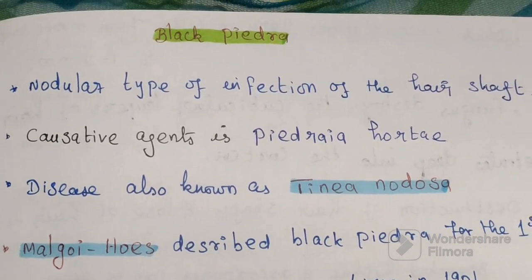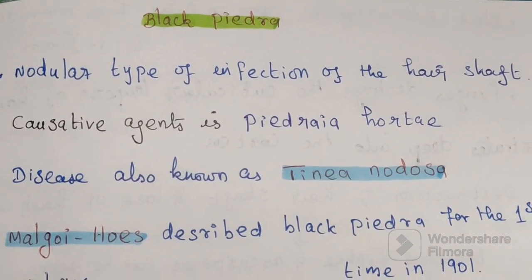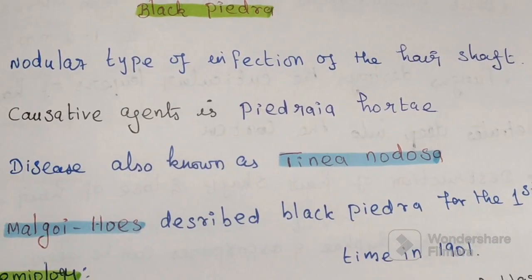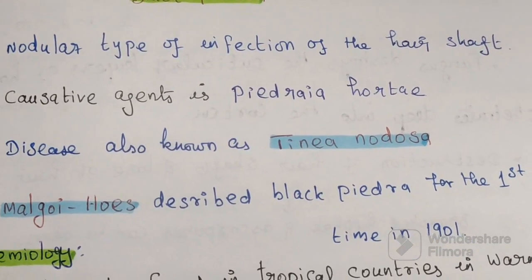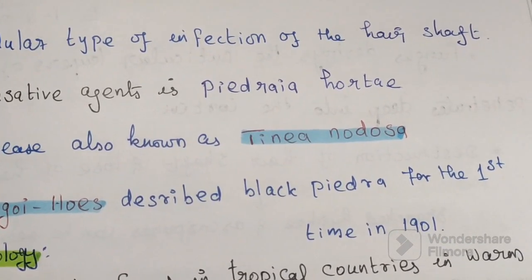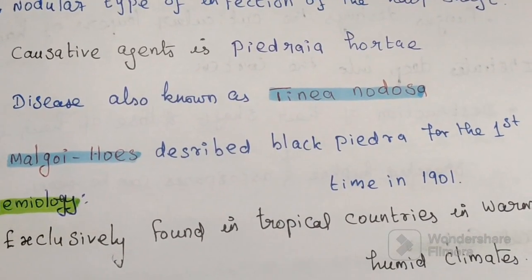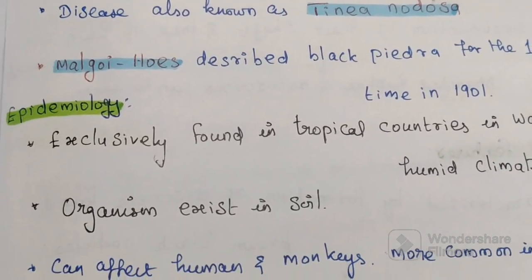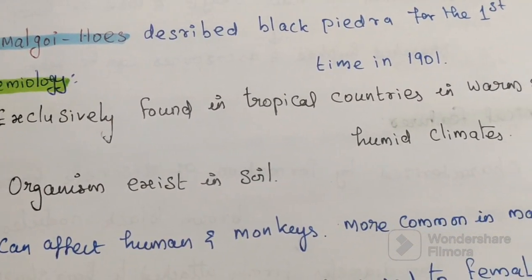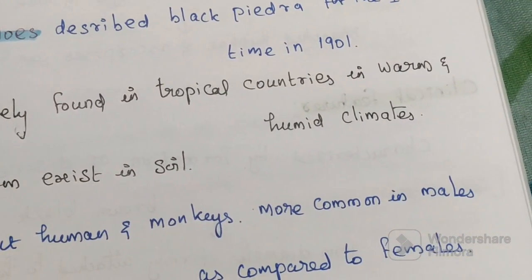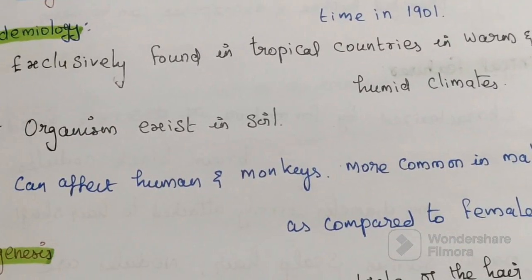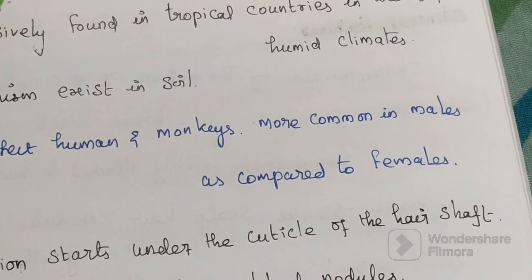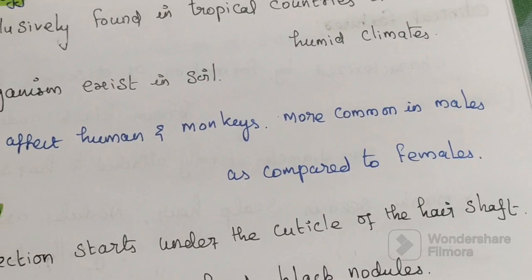So, morphology of black Piedra: a nodular type of infection in the hair shaft, the causing agent is Piedraia hortae, and the disease is also known as Tinea nodosa. Malkai described black Piedra for the first time in 1901. Then epidemiology: it is found in tropical countries with warm and humid climate. This organism exists in soil. It can affect humans and monkeys, and is more common in males as compared to females.